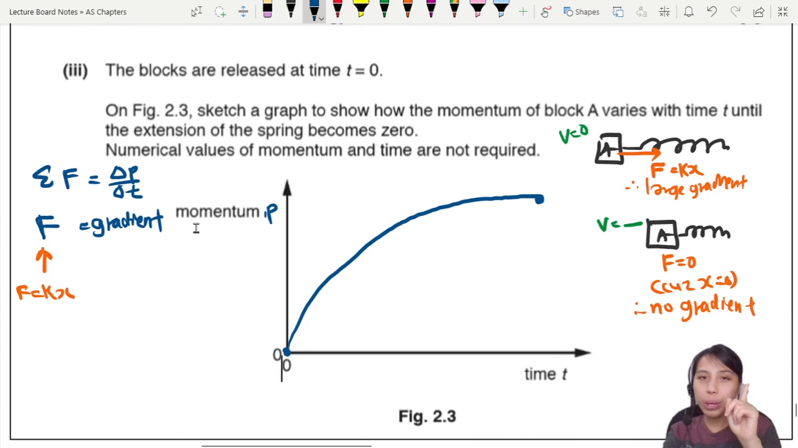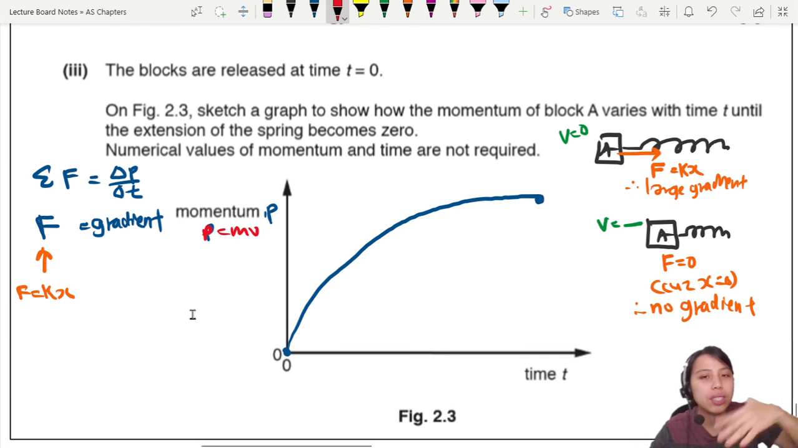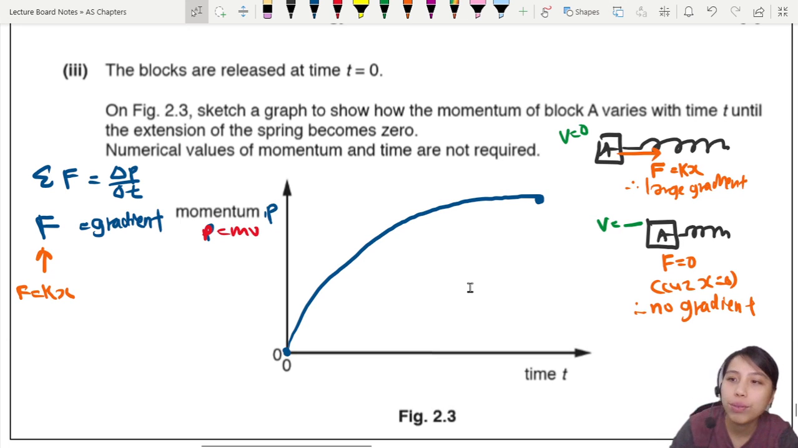So remember, step 1, what do we do? We find the start and end point. Just think about whether it's moving or not, because momentum is mass times velocity, right? You move, then you got momentum. Then we need more clues to think of the trend. We have to think of equations to confirm whether it's a curve or not.